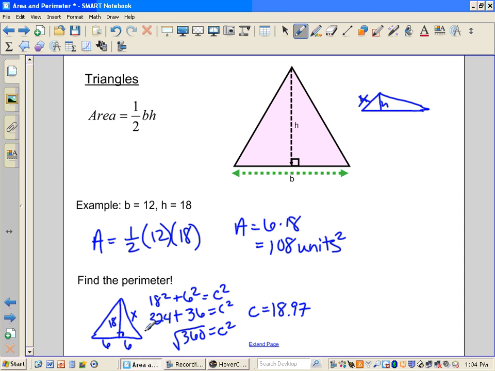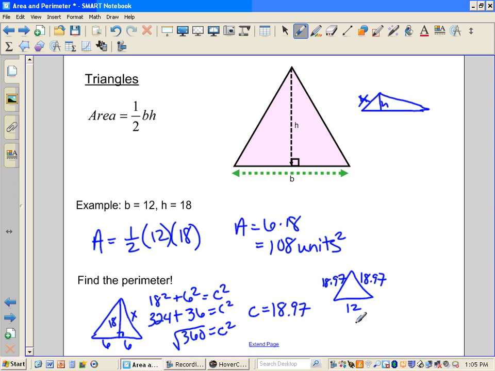And so if I know that this length here is 18.97, so if we have the whole triangle now, we know that this is 12 down here, this is 18.97, and since this appears to be isosceles, we would also get 18.97 over here.